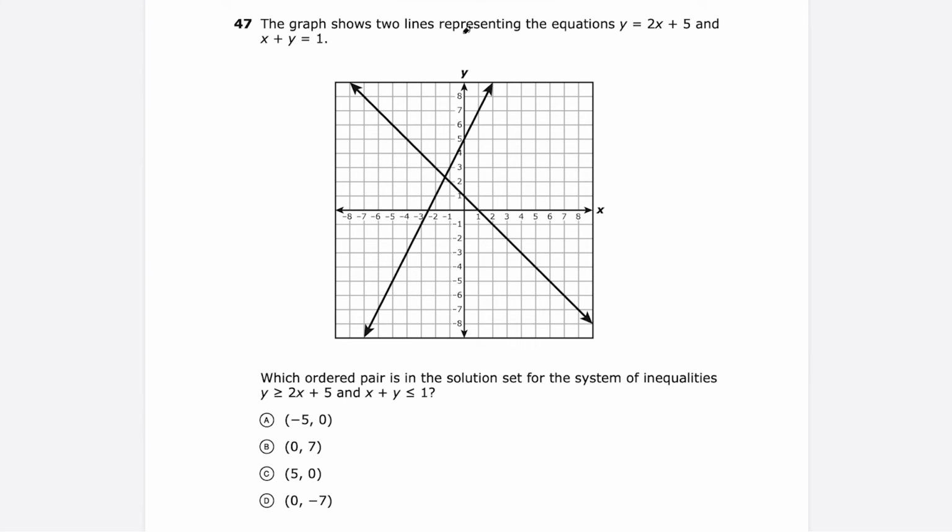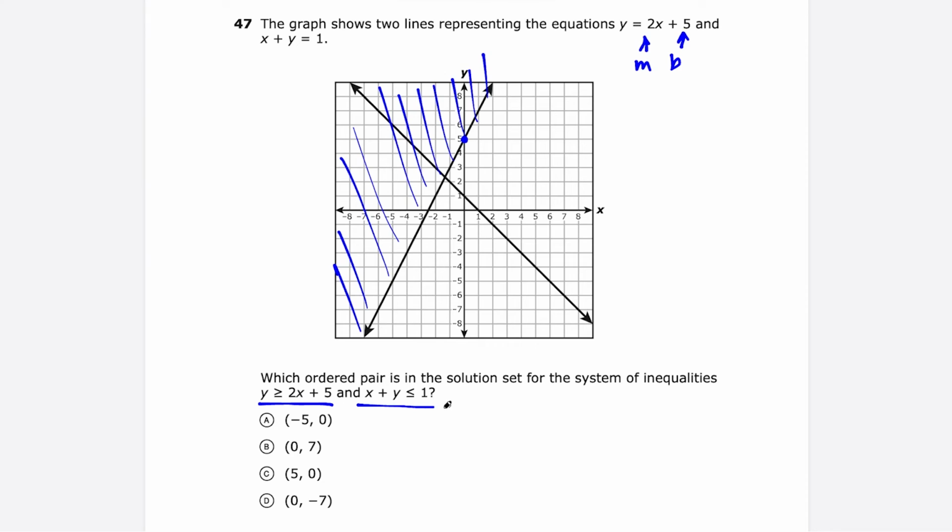Question 47, we have the graph shows two lines representing the equations y equals 2x plus 5 and x plus y equals 1. So from here, we want to know which ordered pair is in the solution set for the system of inequalities where we have y is greater than or equal to 2x plus 5 and x plus y is less than or equal to 1. If I just look at that first equation, y equals 2x plus 5, that would point to this line over here, because this is in slope-intercept form, and the y-intercept, our b value, is equal to 5. So when I'm looking at y is greater than or equal to this line, I would just shade everything above this line like this. Okay, so that's how I would start this one off.